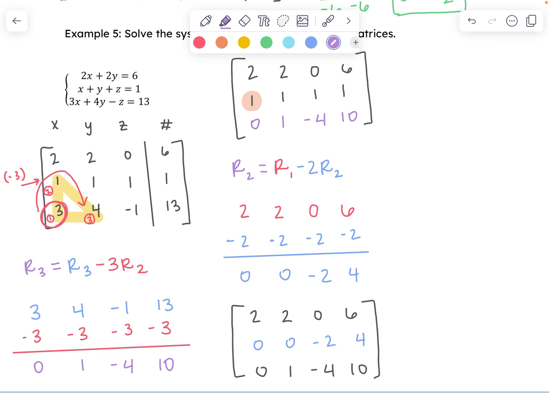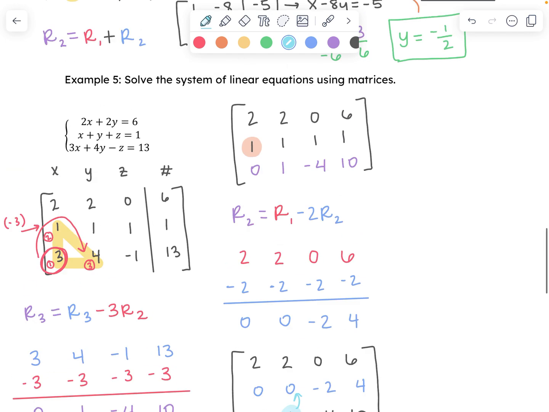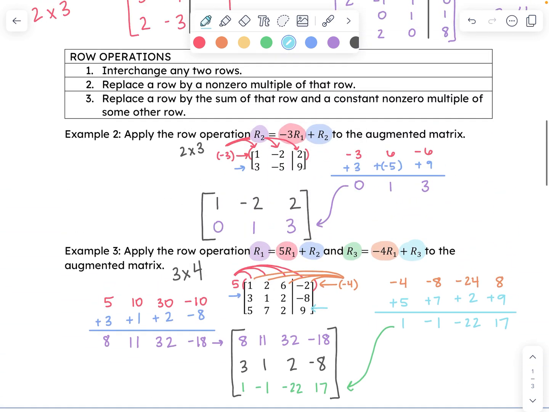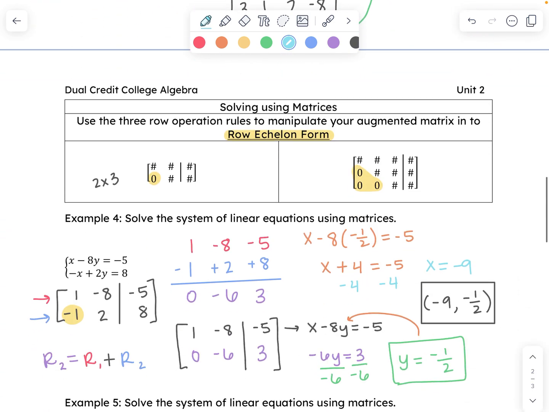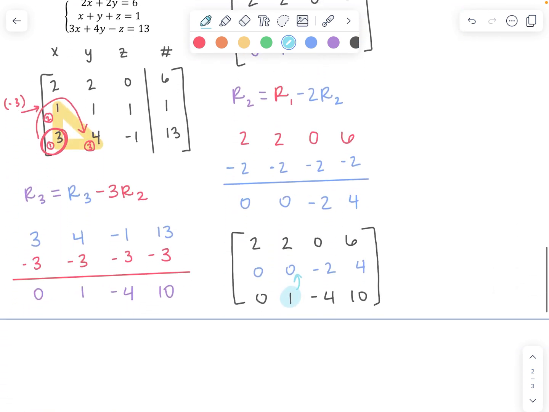And then the last one that I want to try and make a 0 is this one right here. But if you look, it has a 0 right above it. And remember, we can just switch rows. That was the first row operation that it said we could do. You can interchange any two rows. You can just switch rows. So instead of trying to multiply it by something or trying to add it to another row, I'm literally just going to take row 2 and row 3 and switch them.